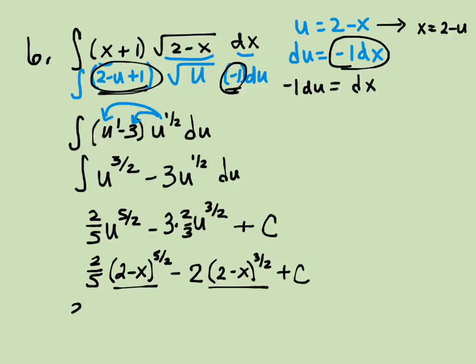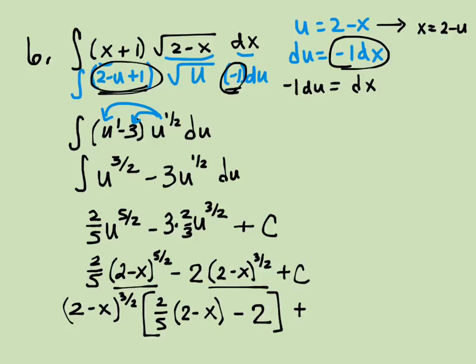Let's actually pull out the 2 minus x to the 3 halves then. That leaves me with 2/5 here. And it leaves me with a 2 minus x to the 1 on the first one, right? Because if you take 5 halves and you remove 3 halves, you have 1 left over. Minus, I have a 2, and that's all I have left from the second piece. I think that's a very nice way of doing it. Good thinking.